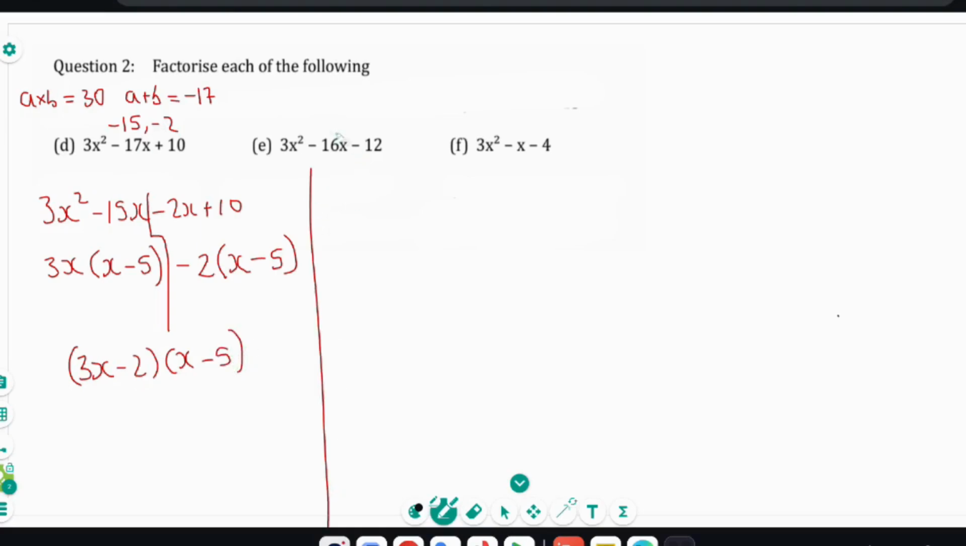Okay, E. 3 times negative 12 is negative 36. And add to get negative 16. So what have we here? So 1 and 36, 2 and 18. Yeah, it's going to be 2 and 18 with a minus with the 18.